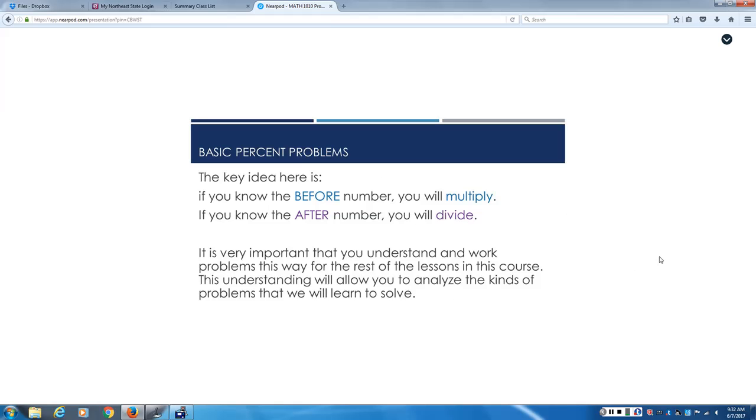The key idea here is that, as we said before, if you know the before number, you will multiply. If you know the after number, you will divide. Okay? Get that pattern. You need that pattern. It's important that you understand and work the problems the way that I showed you today for the rest of the lessons in this course. That understanding is going to carry you through this whole course.